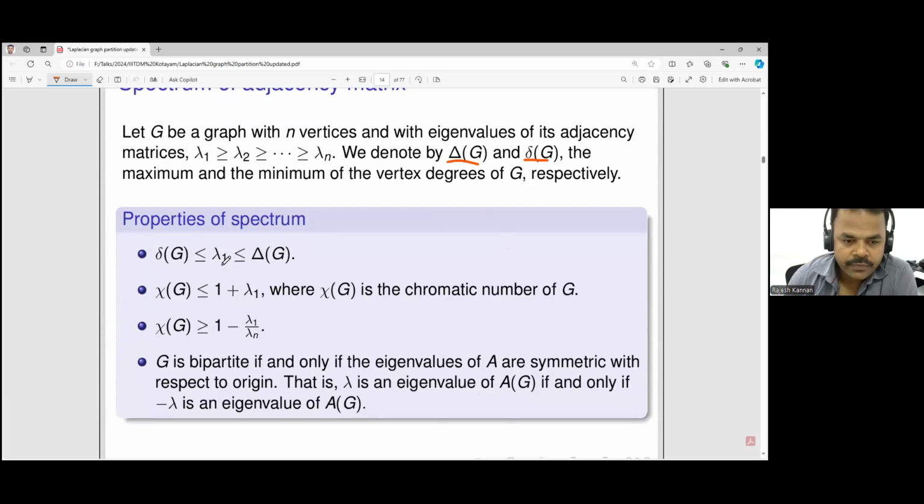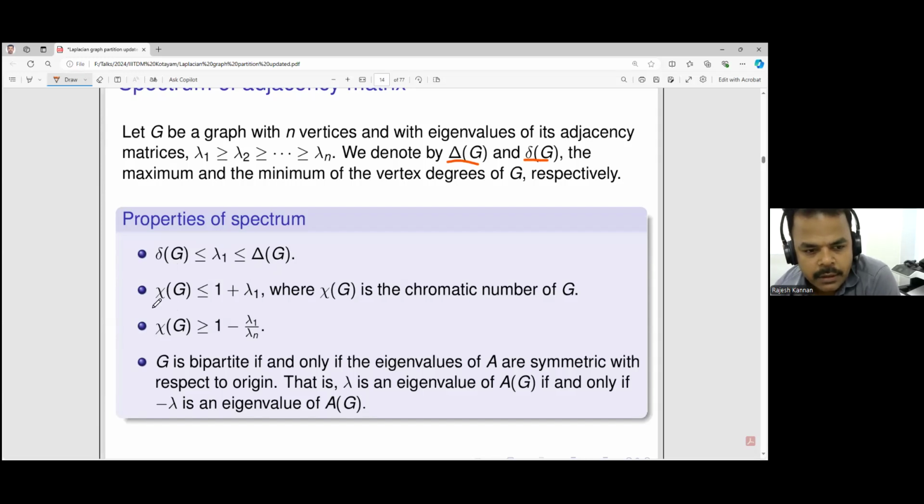So the spectral radius of any graph, by spectral radius I mean the largest eigenvalue of the adjacency matrix, is at least the least vertex degree and at most the largest vertex degree. And this is not hard to prove if you know non-negative matrix theory. It's easy to prove.